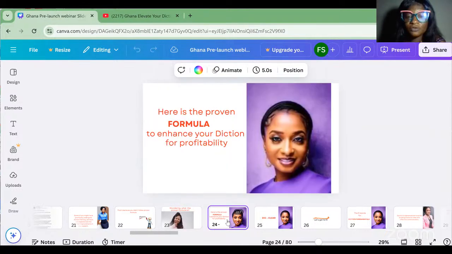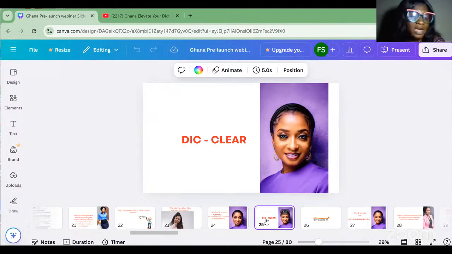The proven formula is what I tagged Dick Claire. So if you're right here and you're following me, please type Dick Claire in the chat. Whether you're on YouTube or you're on Zoom, type Dick Claire.